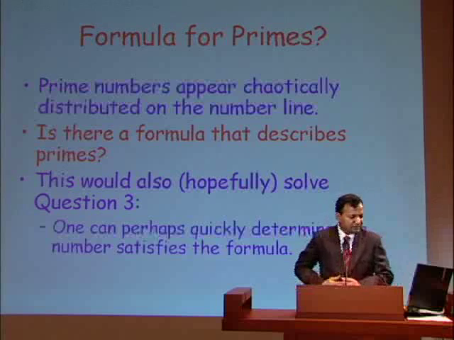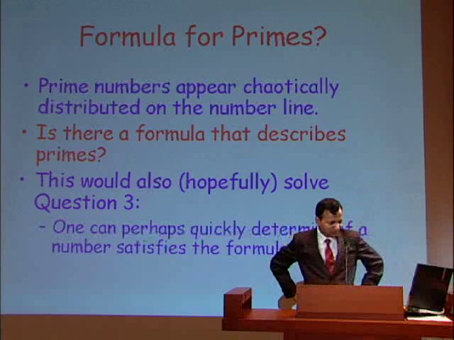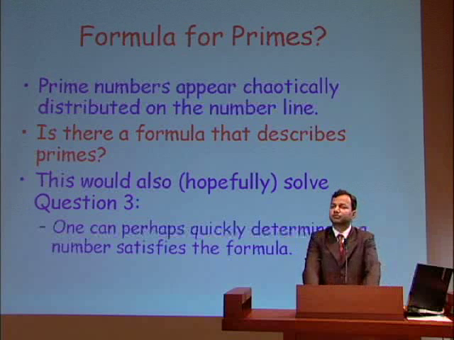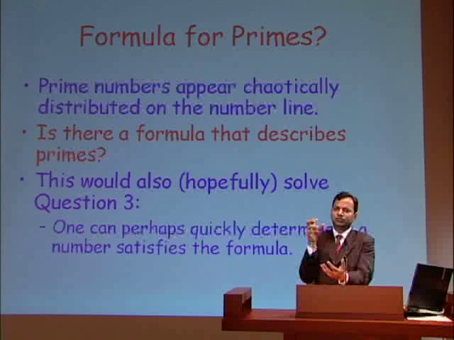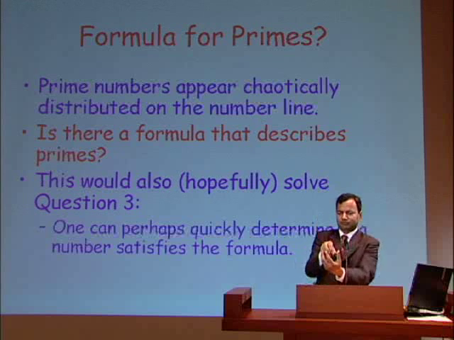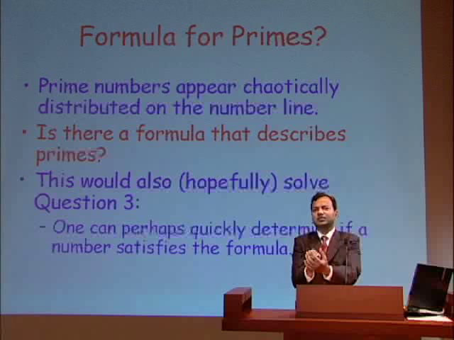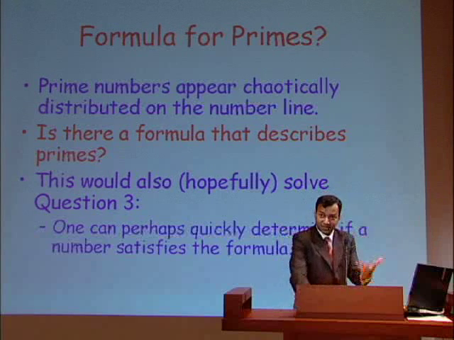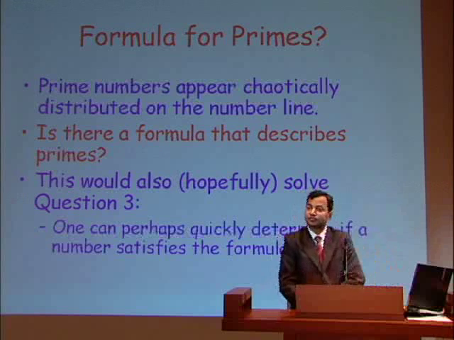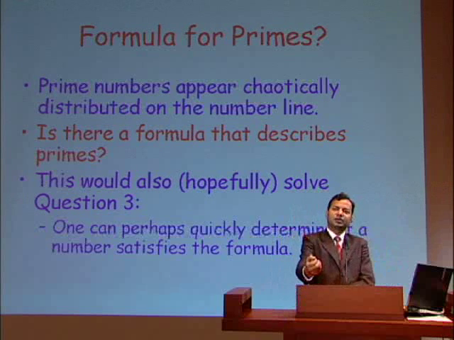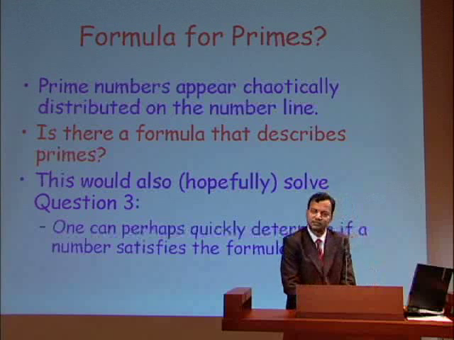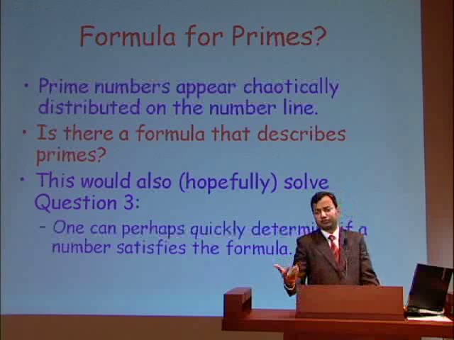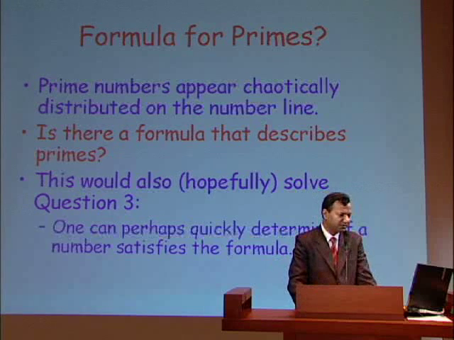Now, the question I am posing, and which has been posed also, is: does there exist a nice formula for primes which captures them completely? The formula should be such that if you plug in the number into that formula, it should tell you whether it's a prime or not. And if such a formula exists, then hopefully we'll get an answer to question 3 as well, because we can just plug in the number into the formula and see if it says it is prime or not. Say the formula gives 0 if it is not prime, and 1 if it is prime, something like that.